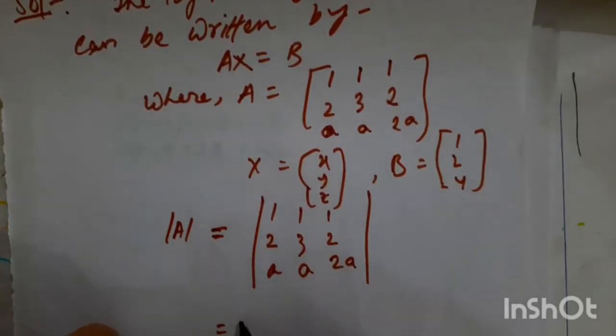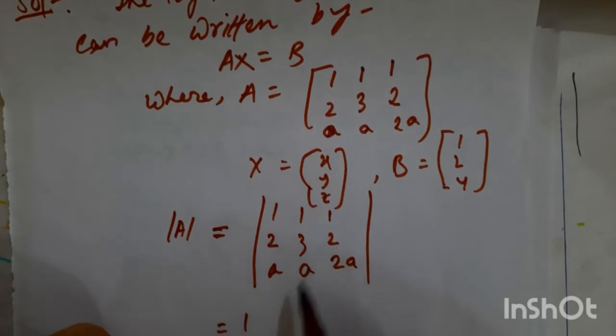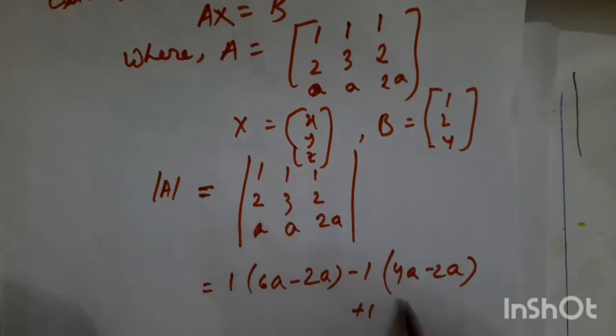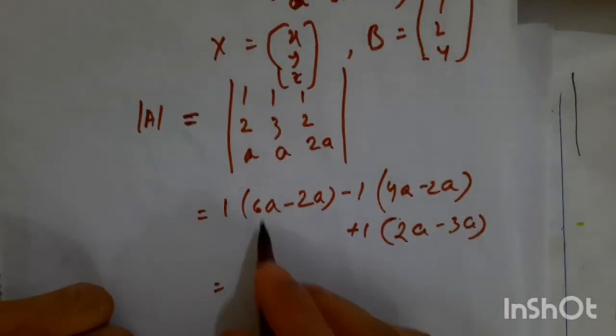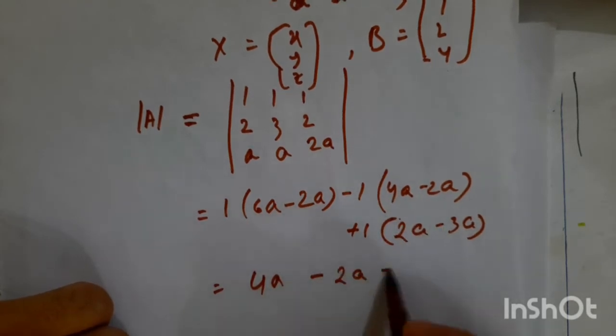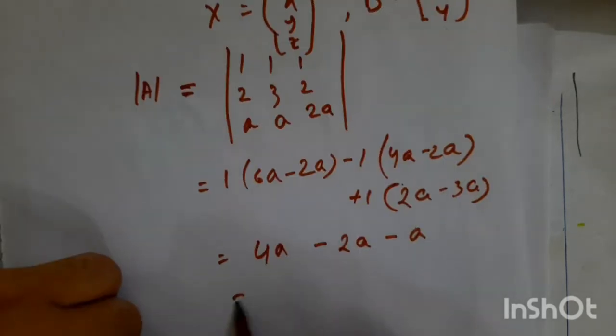How will we find this determinant A? 1 into 6a minus 2a minus 1 into 4a minus 2a plus 1 into 2a minus 3a. Simplification: 1 into 6a minus, that is 4a minus 2a minus a, that's a.